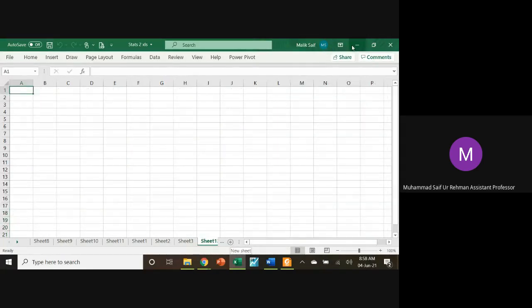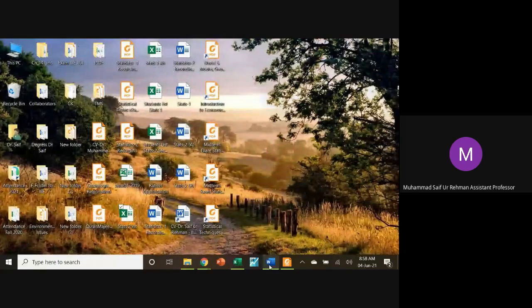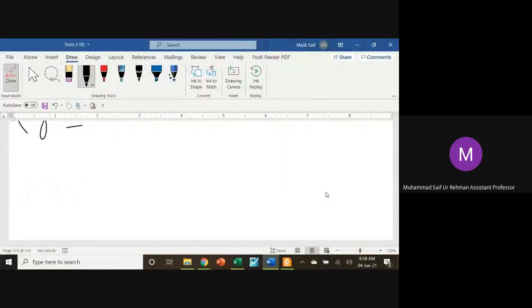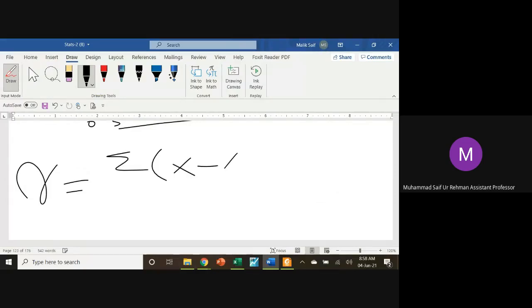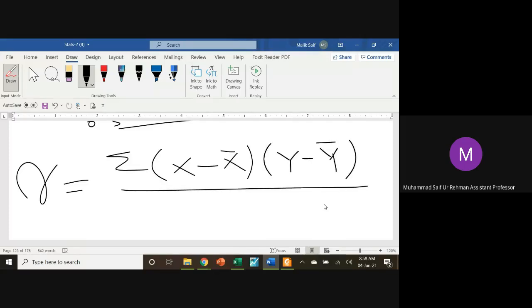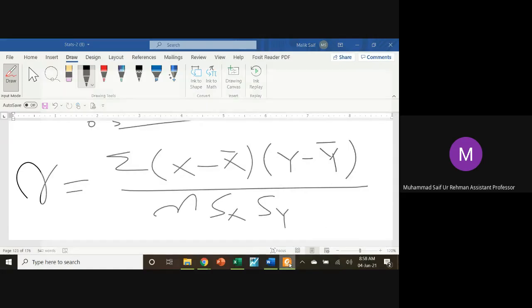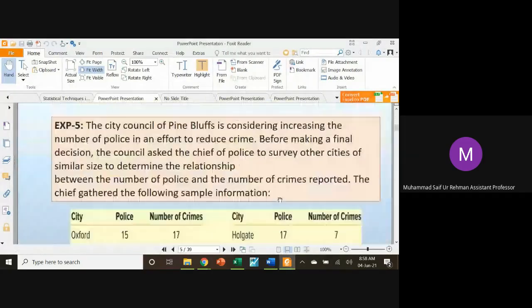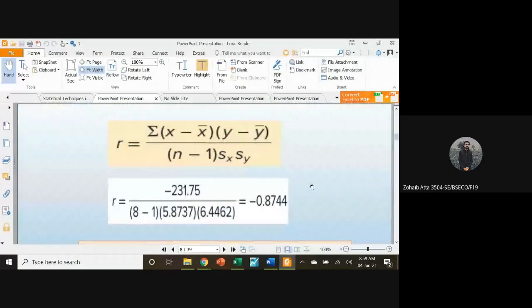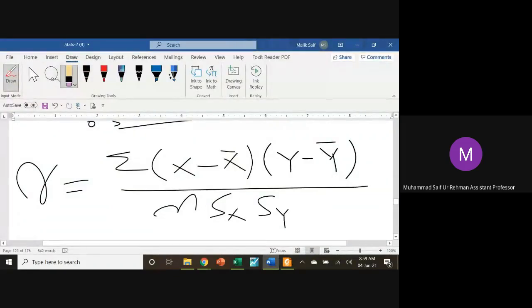in this way. Let me write it down easily. I feel it easy to write it down in Word. So the formula is (x minus x bar) multiplied by (y minus y bar) divided by n minus 1 times sx sy. Let me check that it is correct or not. N minus 1 is there. So you can write it down as n minus 1.